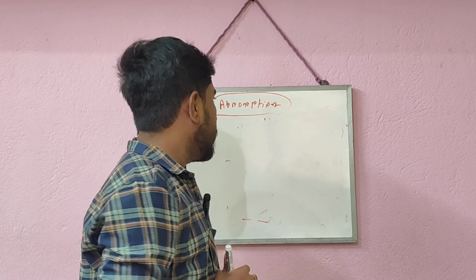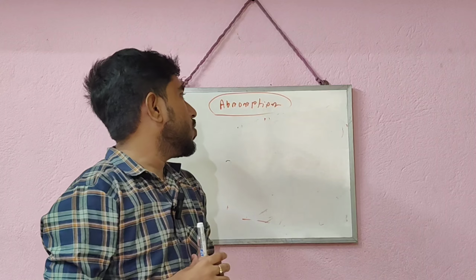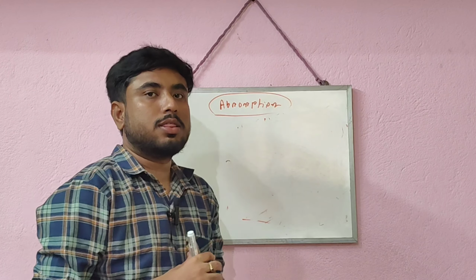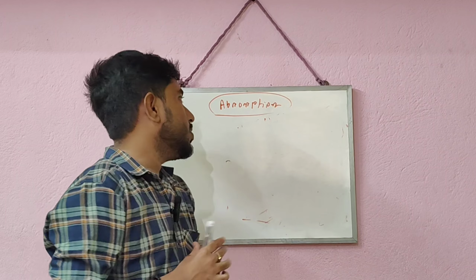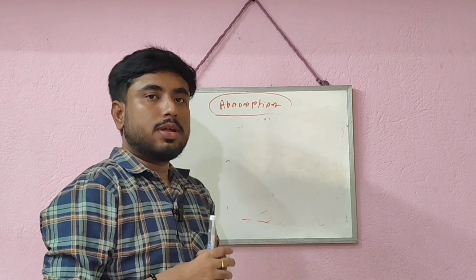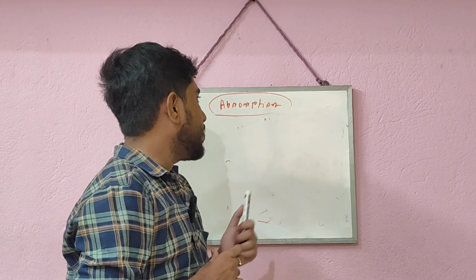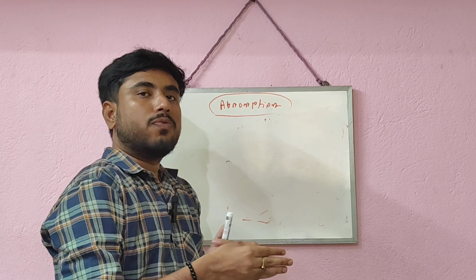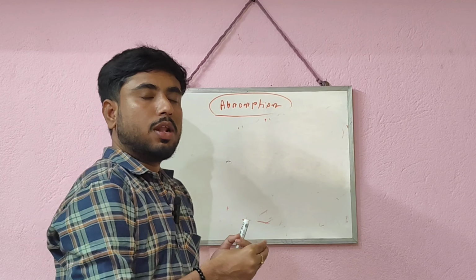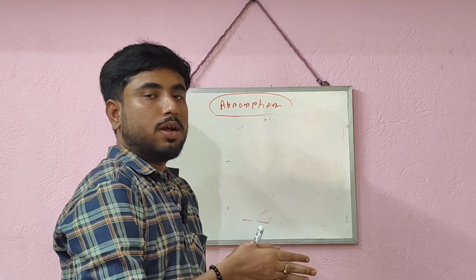Hello dear student, as I promised in absorption part 1, I already discussed passive diffusion, a system of transcellular absorption. So today I will start the second part, that is active transport, which also comes under transcellular. Then I will go for paracellular or intercellular, then I will go for vesicular transport.